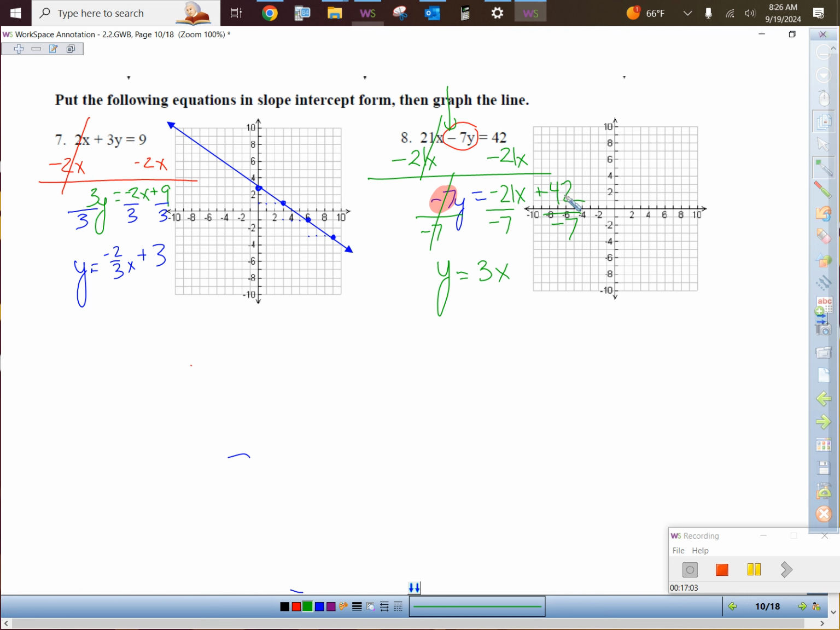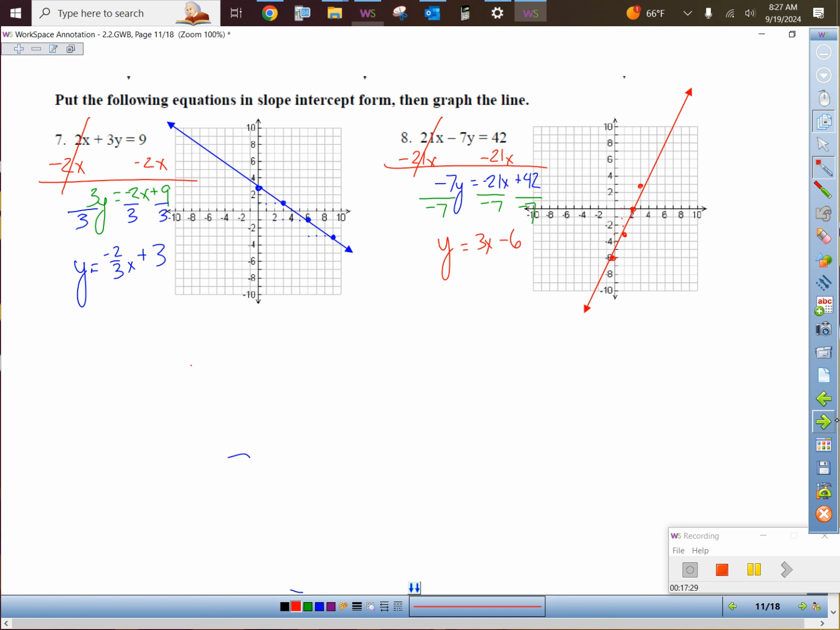And then 42 divided by negative 7 will come out negative, right? And then negative 6. Is that right? Cool. Graph that line. Start at negative 6 on the y-axis. Rise 3, run how much? Rise 3, run 1, right? 3 over 1. Rise 3, run 1.